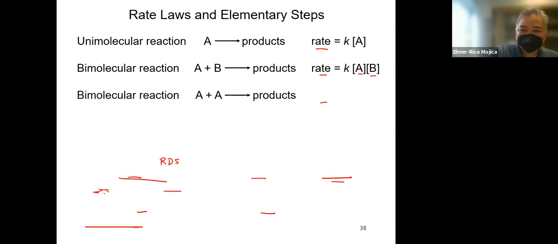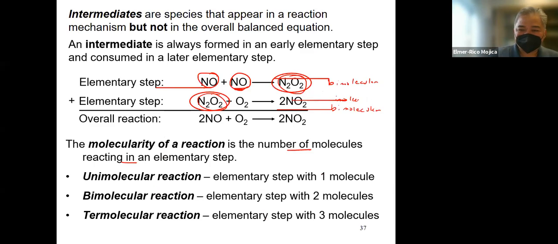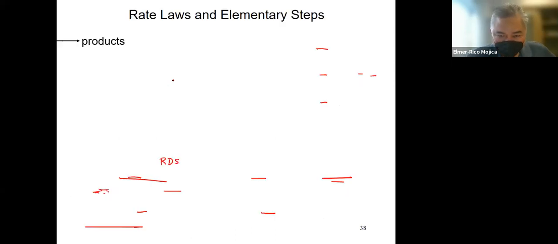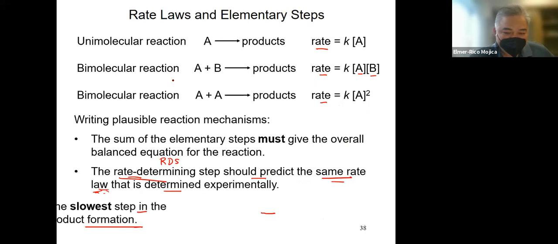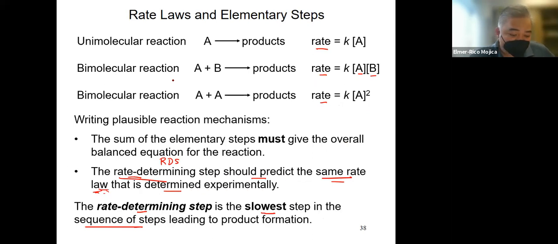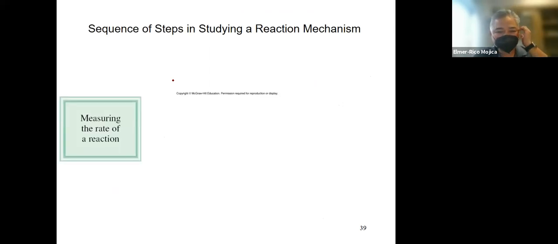So in this elementary step that we have here, we need to know which is the slower one, because the slower one will be the one to predict the rate law. Okay? So let's try to look at some example. Or maybe before we go there, we just look at the sequence in the step of studying the reaction mechanism, how they end up studying this one.